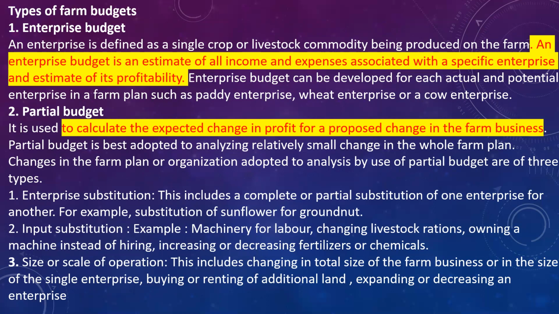Also, when you are increasing the size of the farm business or a particular enterprise, suppose first you are cultivating crop A on 2 acres and you have increased it to 4 acres, to find out the change in profit, we will again use the partial budget technique.